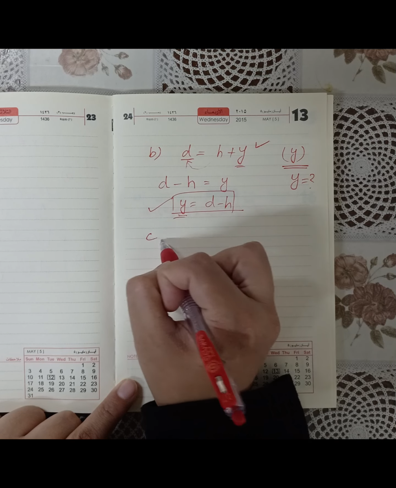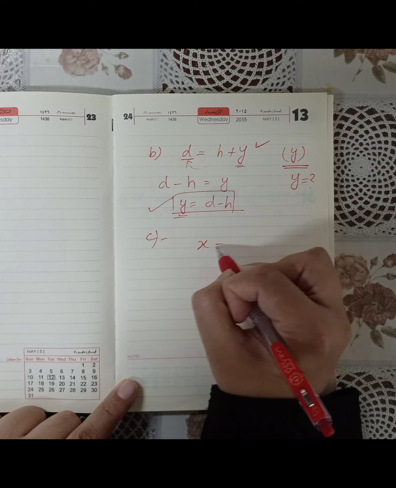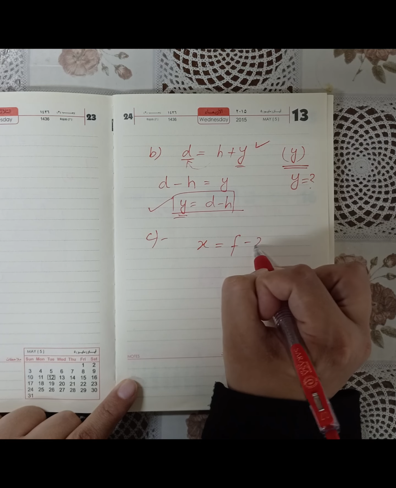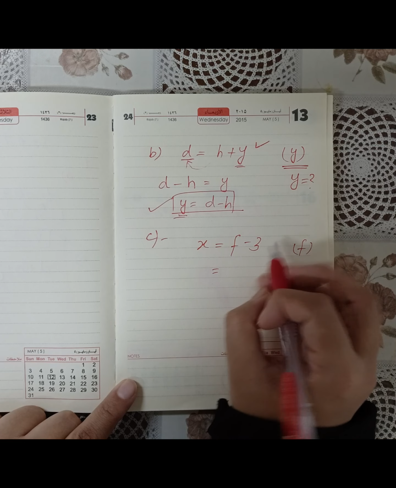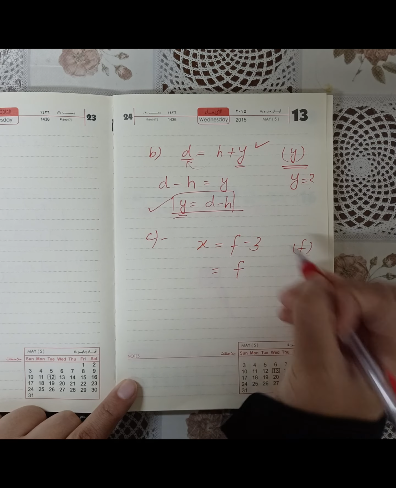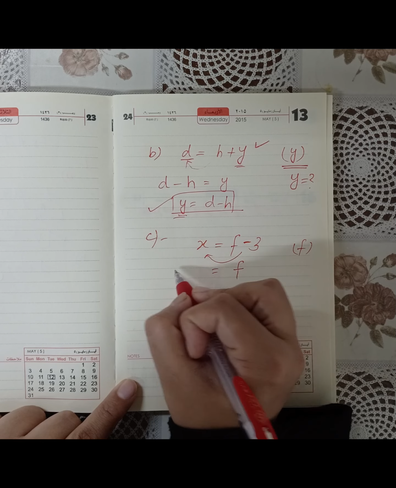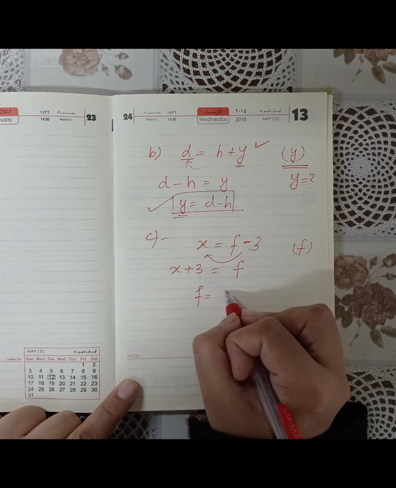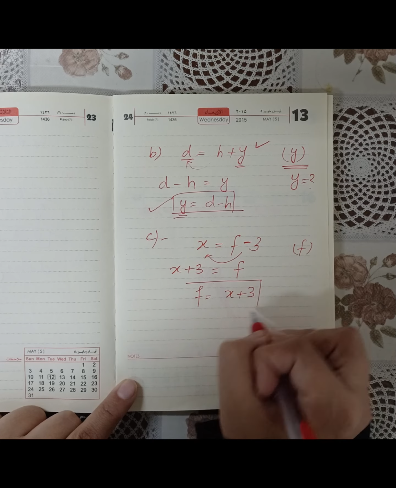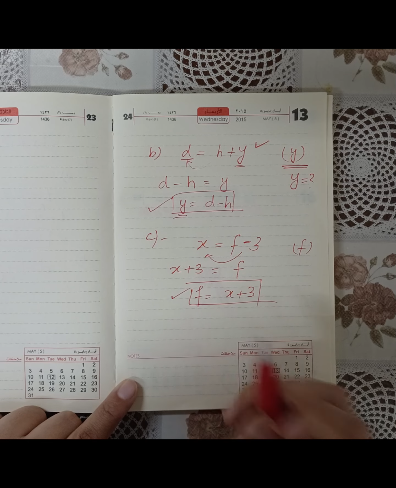Similarly, part C, that is x equals f minus 3. So I have to find f. Now f, 3 is being subtracted here. So when it goes to the other side, it will add. So I can say f equals x plus 3 now. That means now we have arranged our formula, and the subject is f.